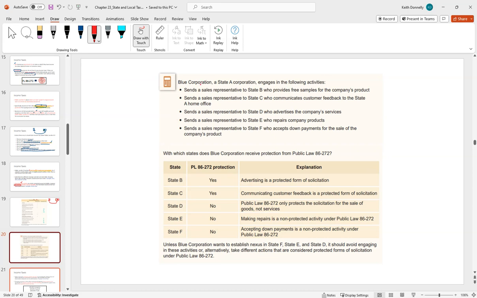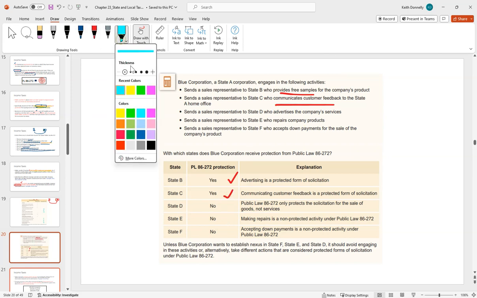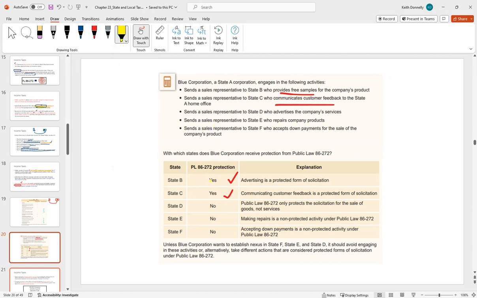So they give us an example here, Blue Corp. They're in state A, and they engage in the following activities. They send a sales rep in all of these states who does certain things. So one provides free samples, that's protected. And here they communicate customer feedback back to state A, that's protected. These are that yellow activity.